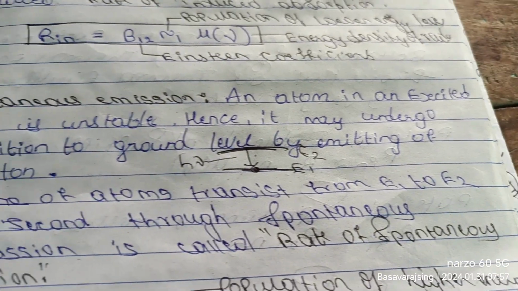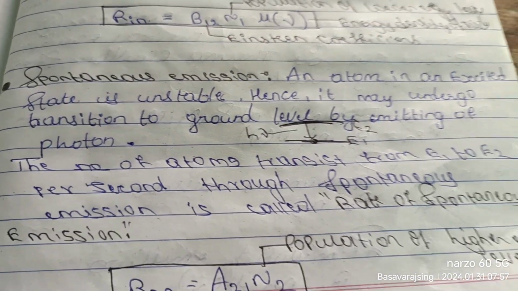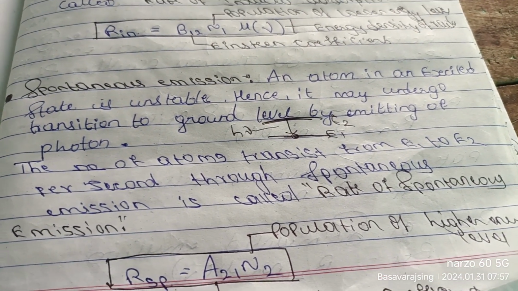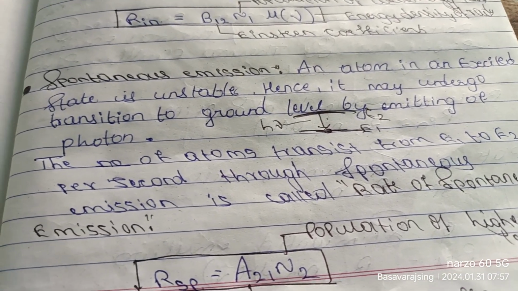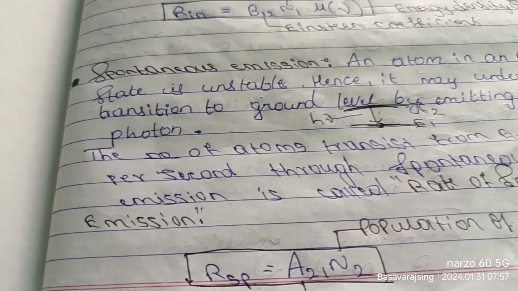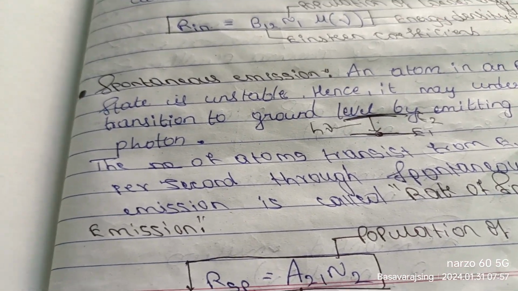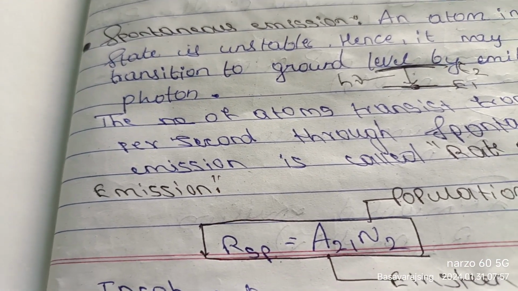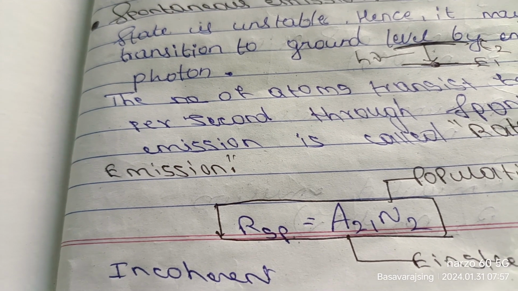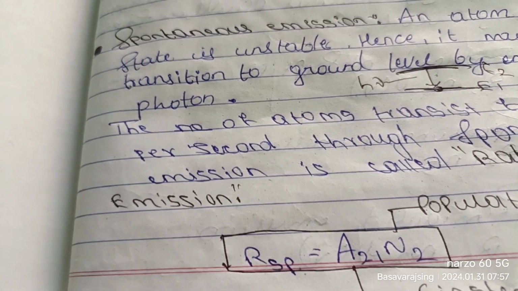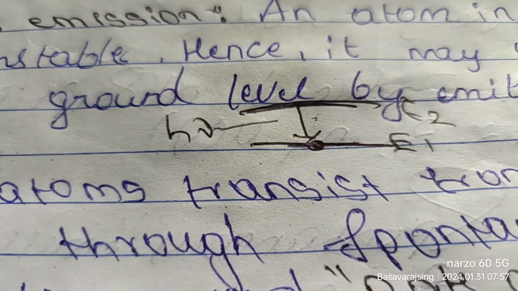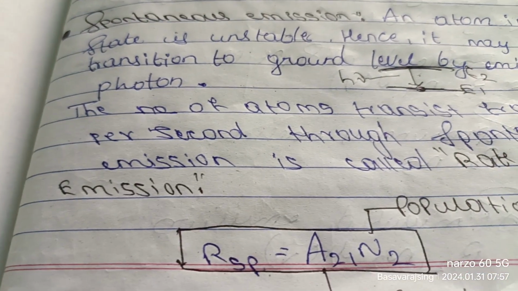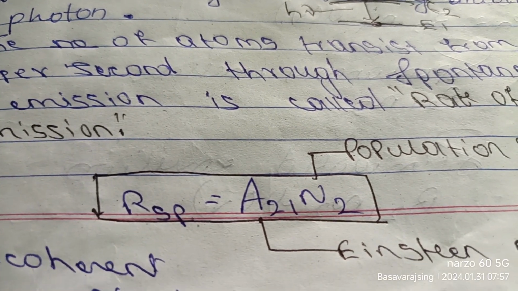An atom in an excited state is unstable, hence it may undergo transition to the ground level by emitting a photon. It is exactly reverse to the induced absorption. In induced absorption the atom transits from E1 to E2 by absorbing a photon. Here the atom will transit from E2 to E1 by emitting a photon in the form of h nu. The energy diagram is opposite to the induced absorption, and the equation will be written as E2 minus E1 equal to h nu.